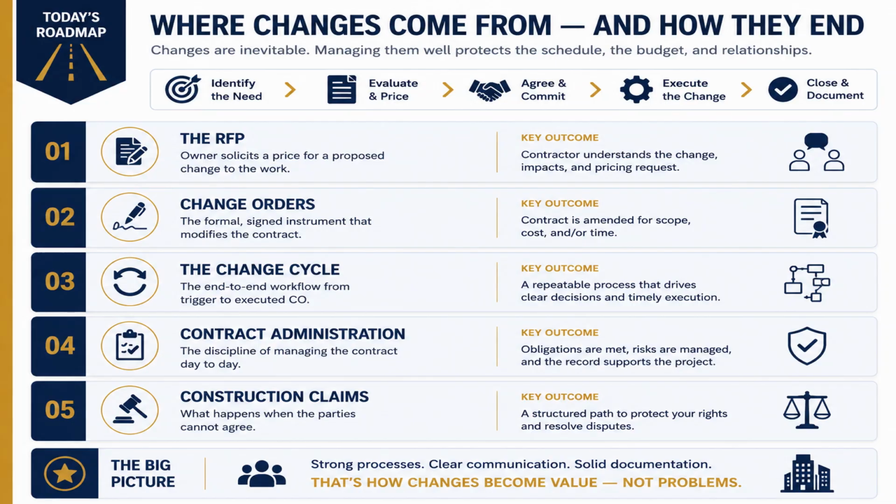1. The RFP. The owner solicits a price for a proposed change. The outcome you want: the contractor clearly understands the change, the impacts, and the pricing request. 2. Change orders. The formal, signed instrument that modifies the contract. The outcome: the contract is amended for scope, cost, and time. 3. The change cycle. The end-to-end workflow from trigger to executed change order. The outcome: a repeatable process that drives clear decisions and timely execution.